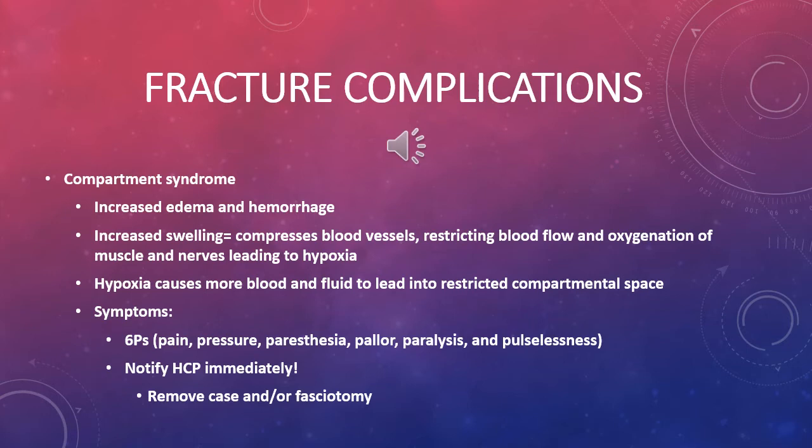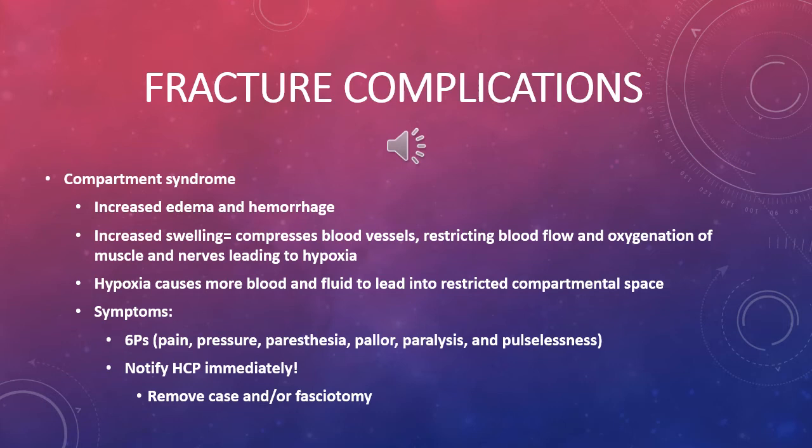Increased swelling compresses the blood vessels. It restricts the blood flow and oxygenation of muscles and nerves, and this leads to tissue hypoxia. This hypoxia causes more blood and fluid to leak into an already restricted compartmental space. This is a vicious cycle of neurovascular compression that can progress to permanent damage and eventually loss of the extremity.